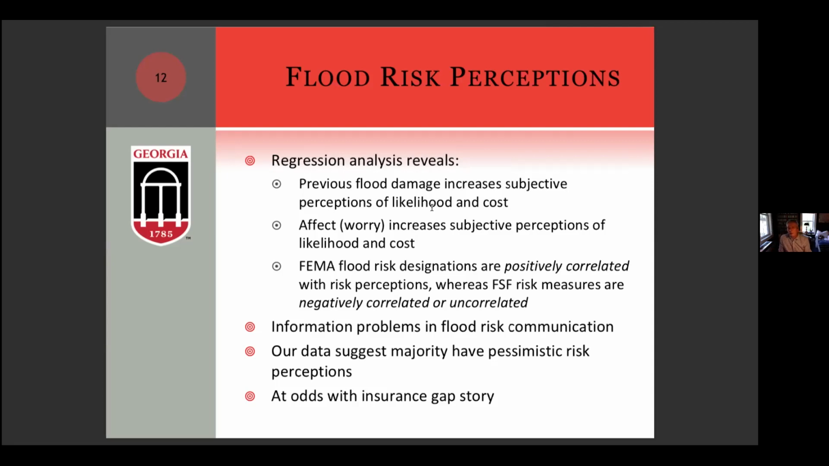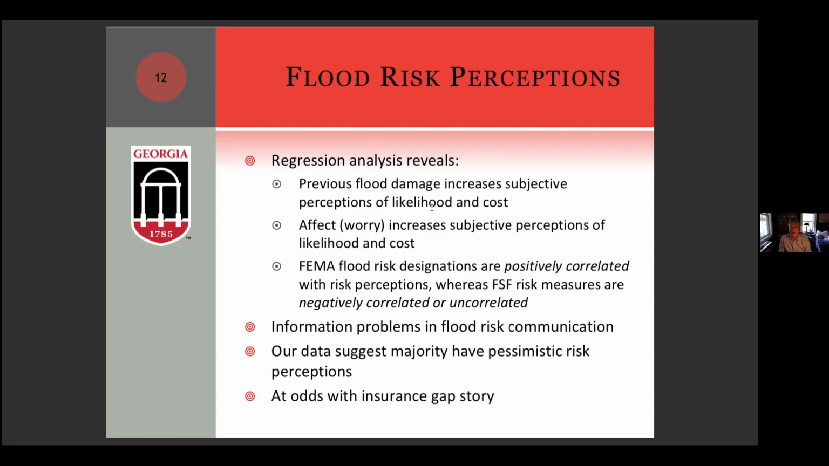Another thing that we included in this was affect. How much does somebody worry about loss of livelihood or loss of their home? For those people, we see that they have higher subjective perceptions of likelihood and cost. So maybe not surprising, because we know worry and dread factor into the way people perceive risk. So those are, I would say, consistent with what's been found previously.